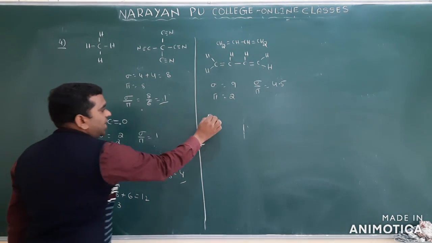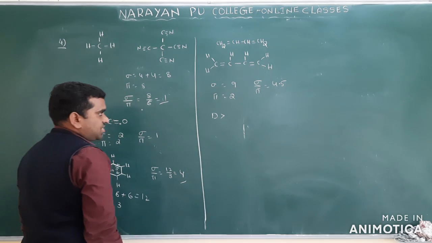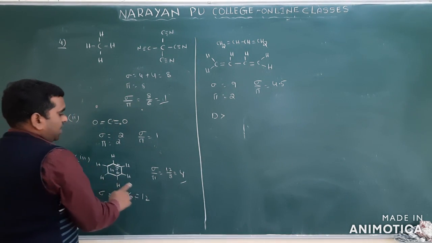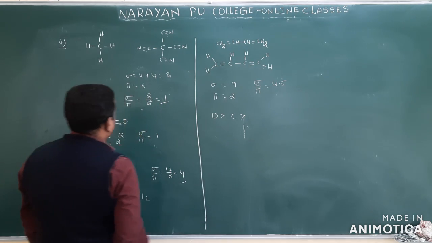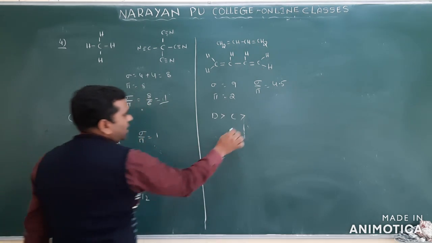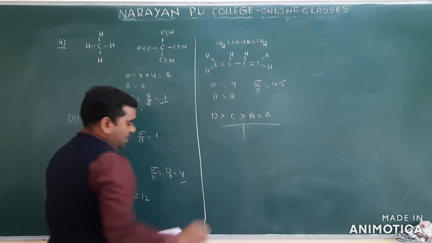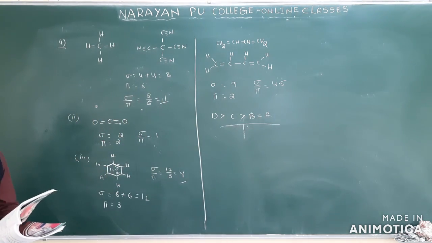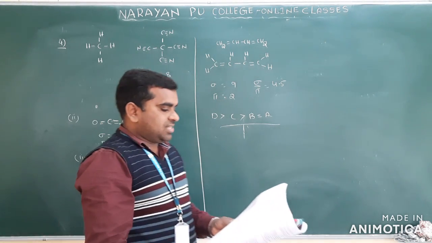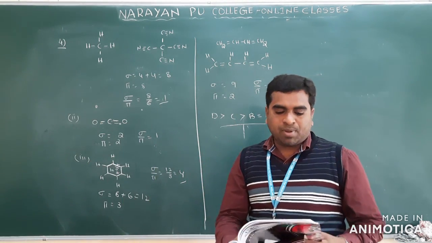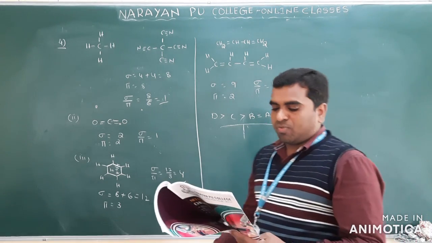So which one? This is D. D is having the highest. And after that what is it? 3. C is having the highest. A and B, 1, 1 only. A is equal to B and B is equal to A. This is the answer. So what should be the answer here? Option 1 is the correct one. Clear? Next one.